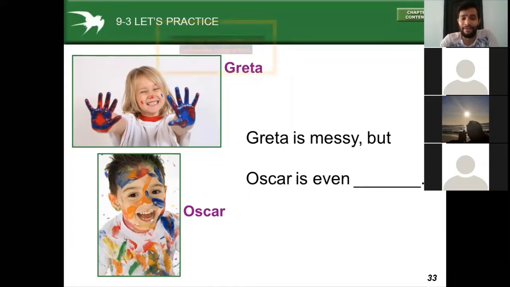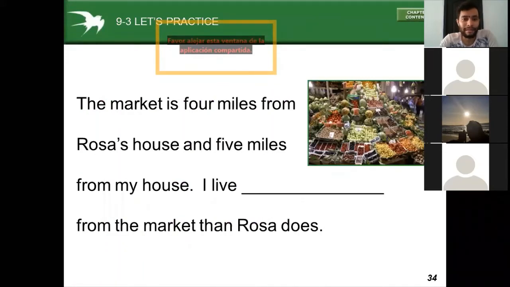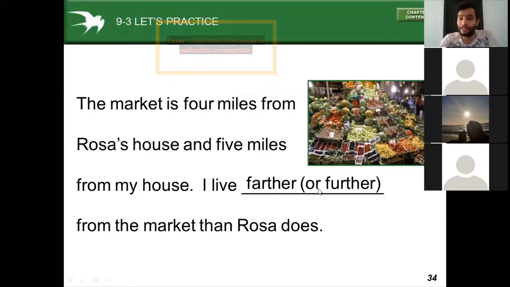Messier. Very good. How about this one? We have the market. The market is 4 miles from Rosa's house and 5 miles from my house. I live farther from the market than Rosa does. Farther, right? Because it's distance. In the case of further, it is time, as I said before. All right. Very good, guys. So this was clear.